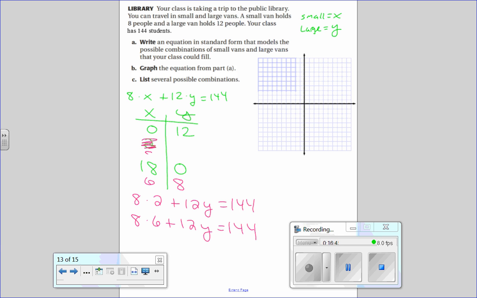8 small vans. So 8 times 8 plus 12 times y equals 144. 144 subtract off 64 divided by 12. That didn't work. It's 12? Yep. Okay. So 8 times 12 is 96. 144 minus 96 divided by 12 is 4. And then you could graph them. This grid's a little too small, but do you remember when we would graph these? We would just graph them with dots. We wouldn't connect our line. So you'd end up having dots that would make a straight line, but you wouldn't want to connect because you can't have decimal vans. Yep.